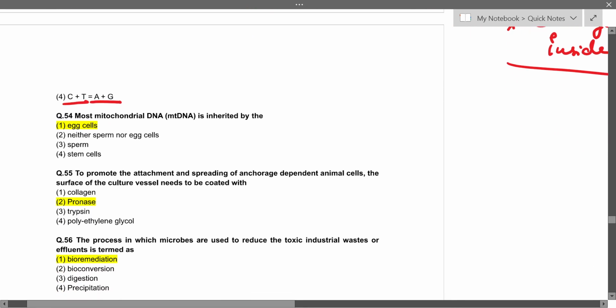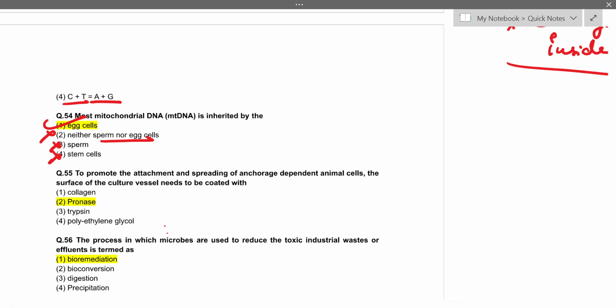Most of the mitochondrial DNA is inherited by. So mitochondrial DNA we only inherit from our mother. Okay, so here stem cells is wrong, sperm is wrong, neither sperm nor egg is wrong. So egg cell is the correct option because the egg cell is the mother cell. We receive the mitochondria from the mother cell, that is the egg cell.